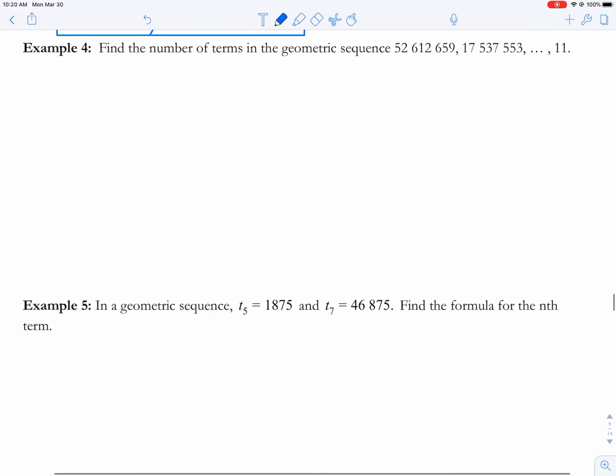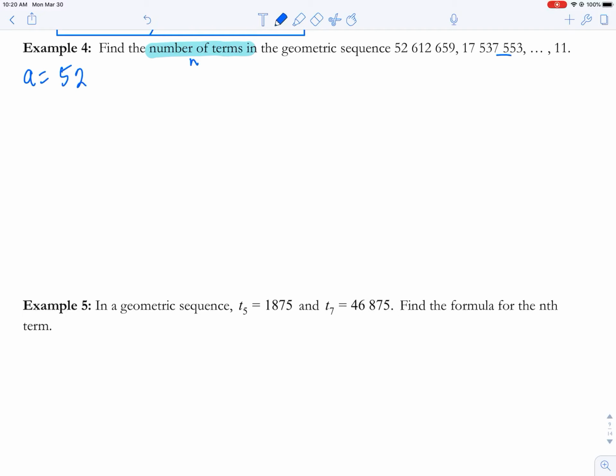Example 4 says find the number of terms. Number of terms means we're looking for n. In the geometric sequence 52,612,659, another big number, ... 11. So it wants us to figure out how many terms there are from 52 million, big number, all the way down to 11. We're going to have to figure out a couple things. A and R are going to be the first things we figure out.